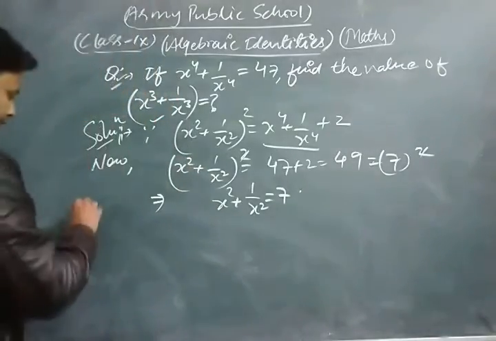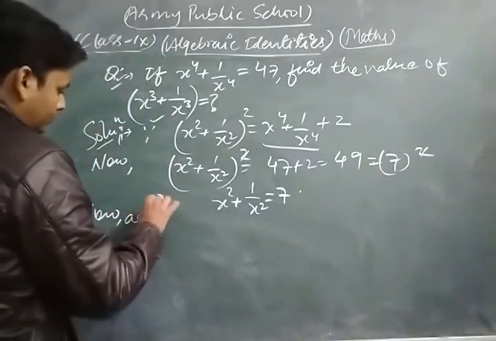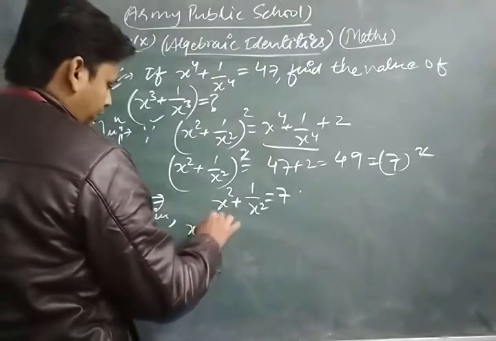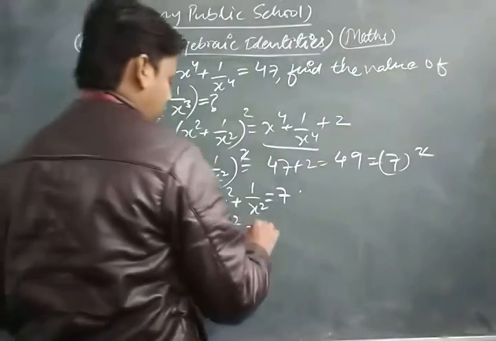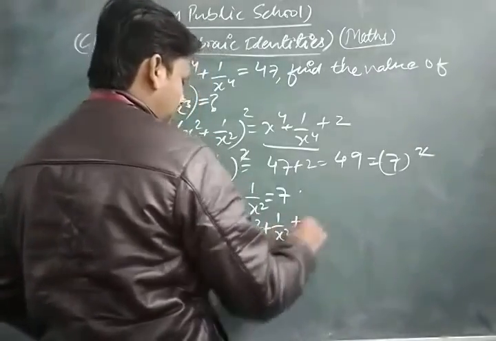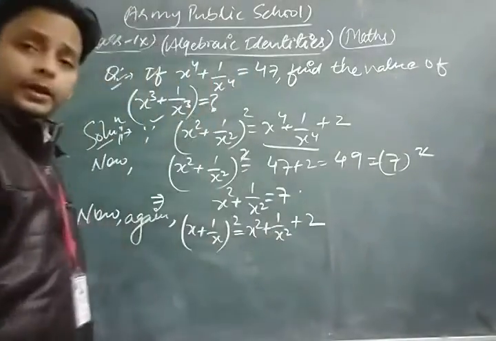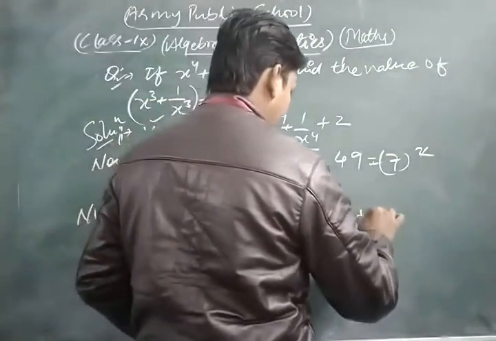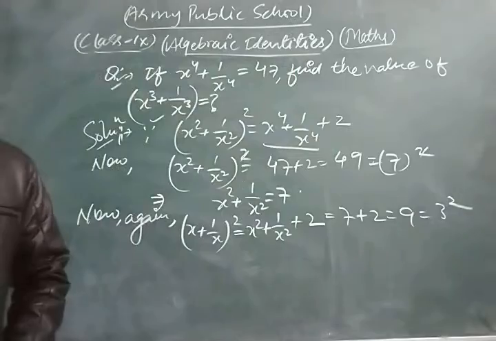Now again we apply the identity. x plus 1 upon x whole square, that is a square plus b square plus 2ab, that means that is 2. Okay. Now the value of this is what? 7. So that is 7 plus 2, that is 9. This is the square of 3.